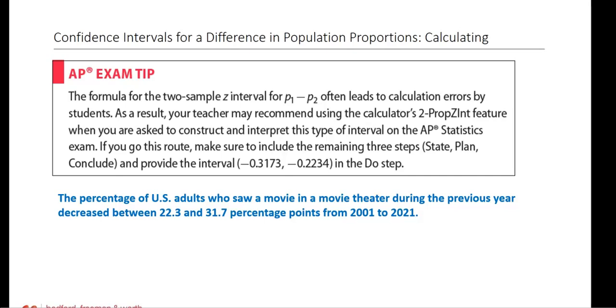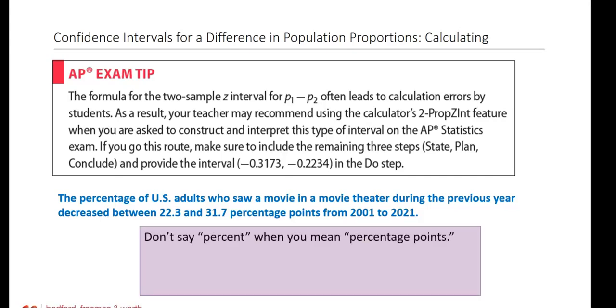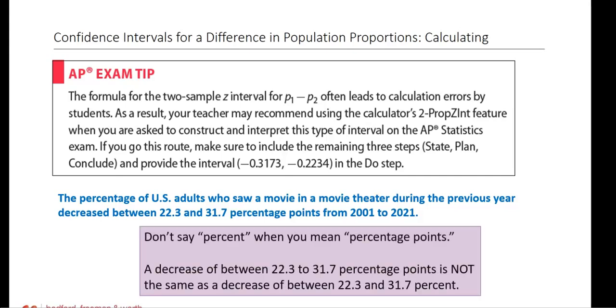So there is the percentage of U.S. adults who saw a movie during the previous year decreased by between 22.3% and 31.7% percentage points from 2001 to 2021. Oh, they said percentage points. It's interesting. So don't say percent when you mean percentage points. A decrease of between 22.3 and 31.7 percentage points is not the same as a decrease of that percent. So we'd like to say percentage points here when you're communicating effectively and accurately.